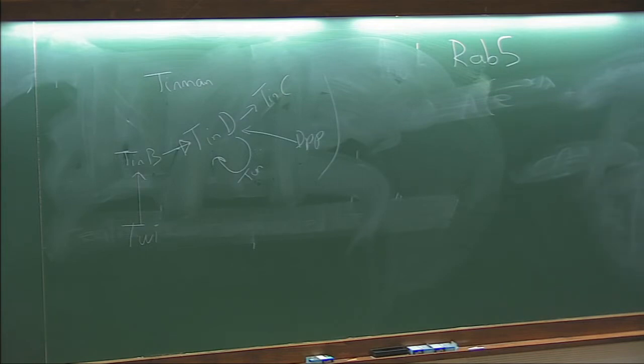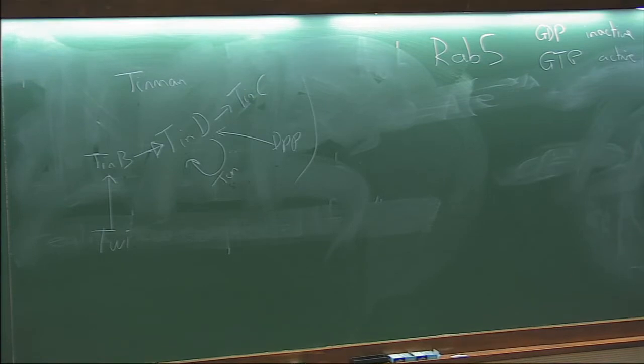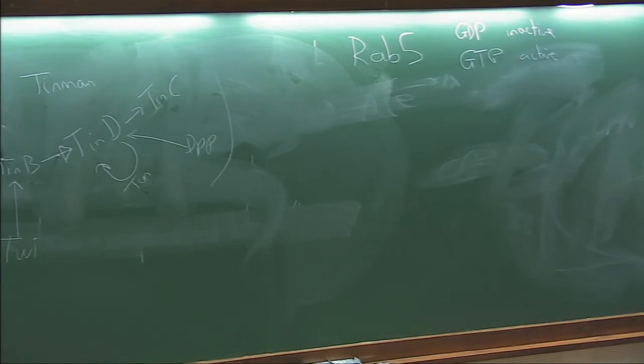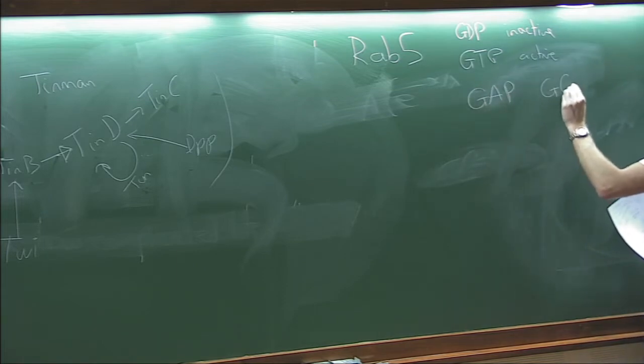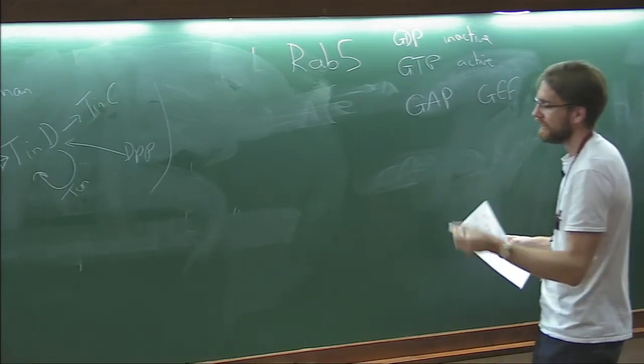And what this does is it actually has two forms. So it has a GDP inactive form and a GTP active form. And this is controlled. Does anyone know what regulates the going between the GDP and GTP states? Yeah, I think I heard what I wanted, but you have these things called GEFs and GAPs, which regulate this.